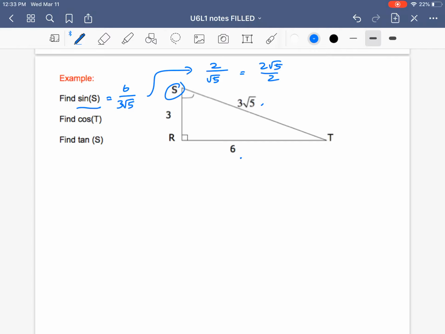For cosine of T, T is here. Cosine is adjacent over hypotenuse. Look what happens: the same exact thing. So it's equal to 6 over 3 root 5, which is 2 root 5 over 5.